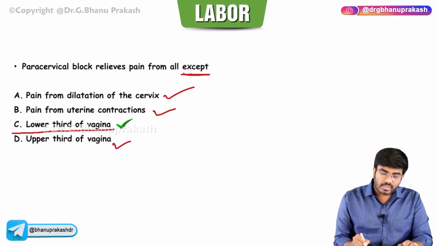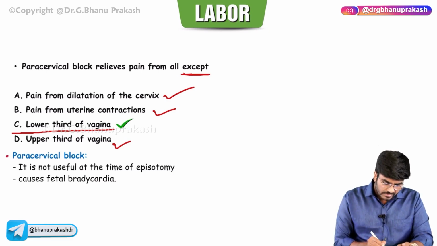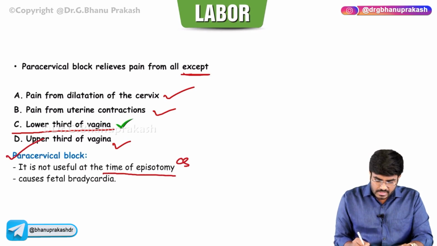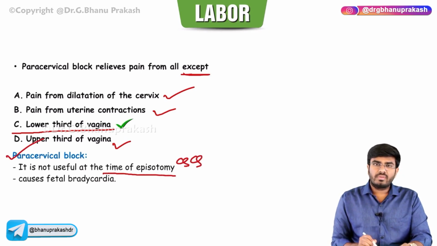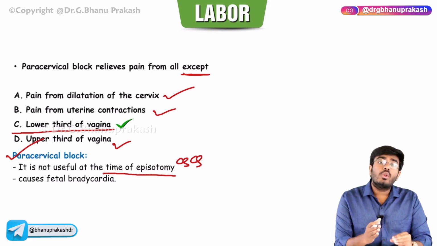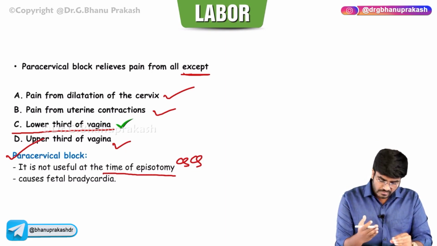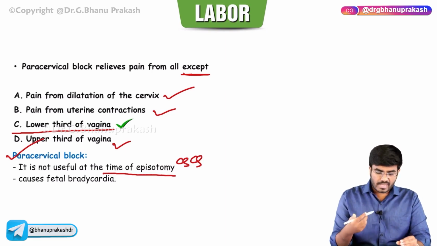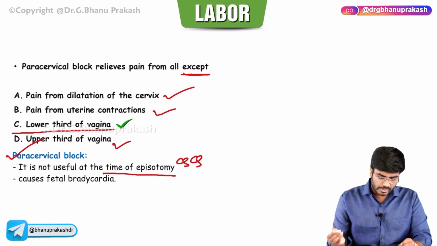Okay, we are talking about the except. In paracervical block, it is not useful at the time of episiotomy. Why is this not useful at the time of episiotomy? Because this paracervical block doesn't anesthetize the lower part of the vagina. So definitely for episiotomy, this paracervical block is not enough. You have to go with the pudendal block.